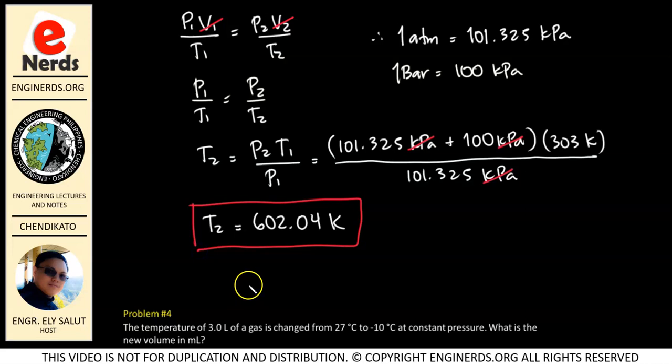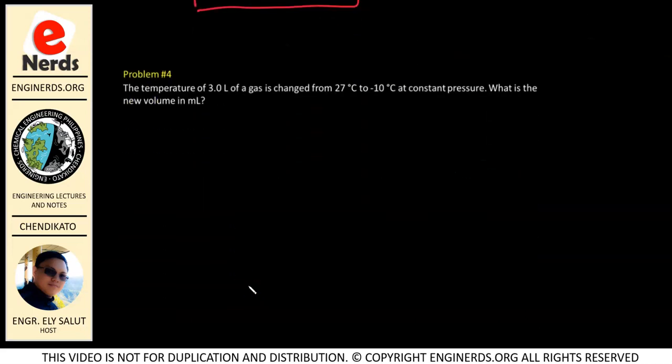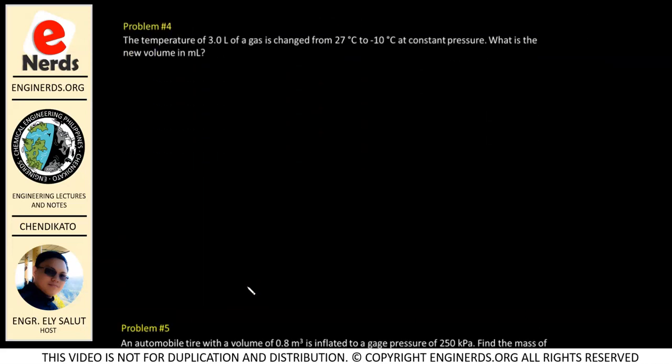Alright, so now let's go to problem number 4. Okay, so in problem number 4, we have the temperature of 3 liters of a gas is changed from 27 degrees Celsius to negative 10 degrees Celsius at constant pressure. What is the new volume in milliliters? So, kailangan na-express natin yung answer natin in milliliters. So, our condition here is constant pressure. So, our pressure is constant, no?